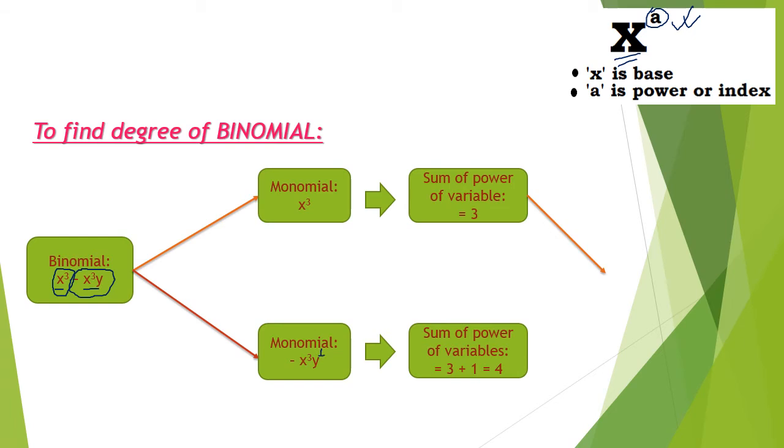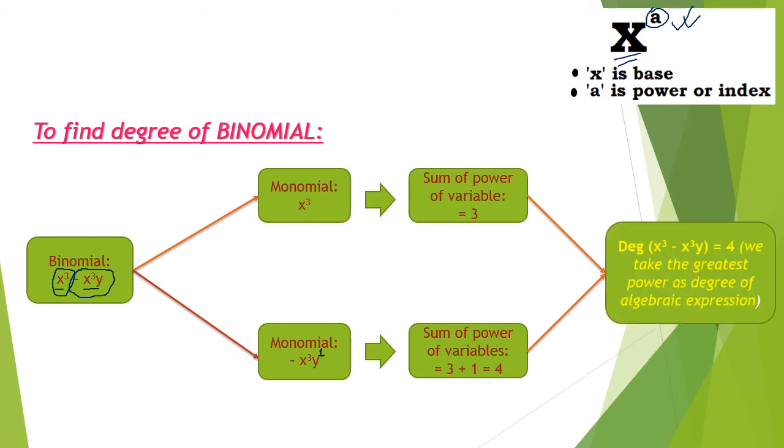So the sum is 4. Now what happens is the degree of this binomial will be 4. Then why 4? Why not 3? Because the degree of a monomial is the greatest power of its monomial. Now, what is the greatest power? 3 or 4? 4 is the greatest power.